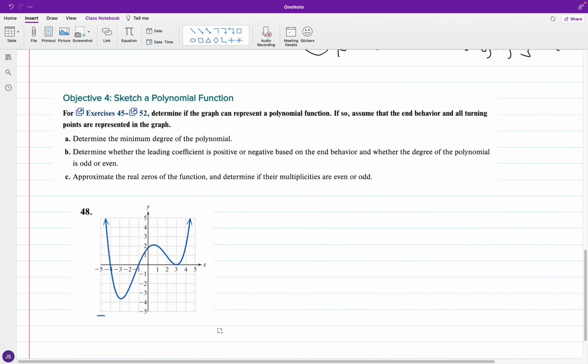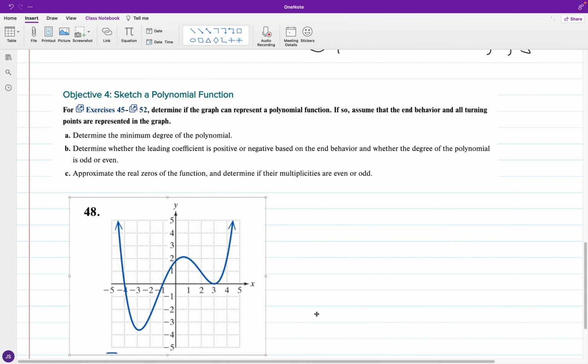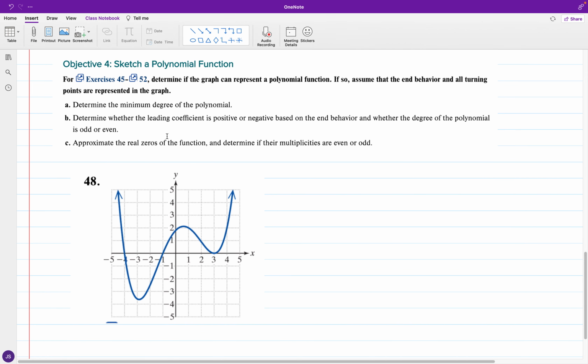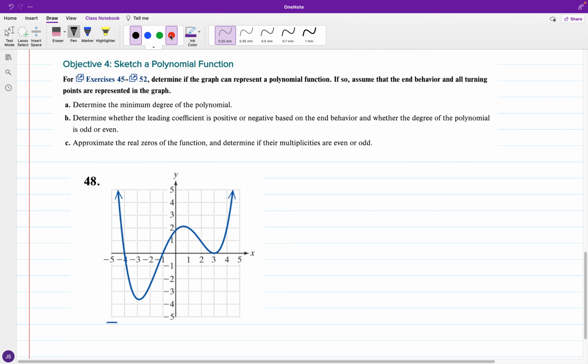For this item, number 48, it says to determine the minimum degree of the polynomial, and determine whether the leading coefficient is positive or negative based on the end behavior, and whether the degree is odd or even. And then you have approximating the real zeros of the function and determining if the multiplicities are even or odd. So just some things here that we have fresh off of these examples.